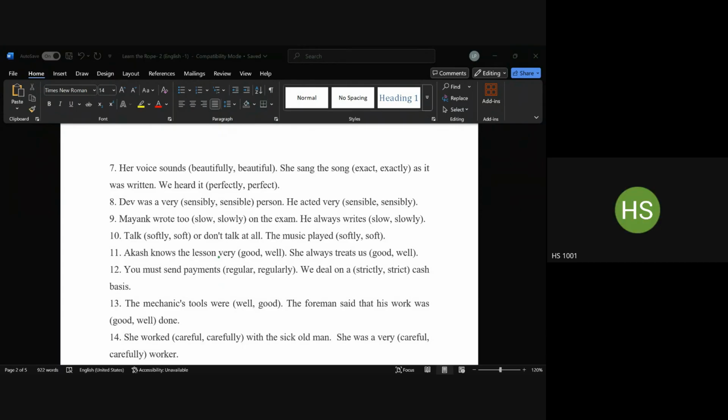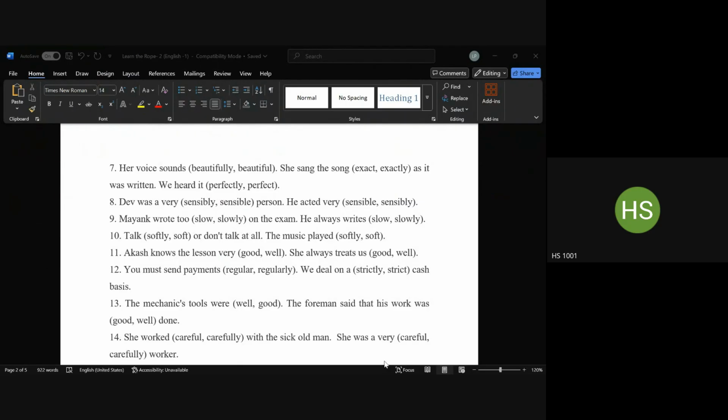Good, right? The mechanic's tools were good. The foreman said that his work was good, well done. The work is well done, right? So you're referring to good, you cannot use it because it's an adjective. You need to use an adverb, and well is the word that fits there. It tells you how the work was done. It was well done, right? And in the previous case, you do not use well because you need good, an adjective which directly talks about the mechanic's tools. Good, right?